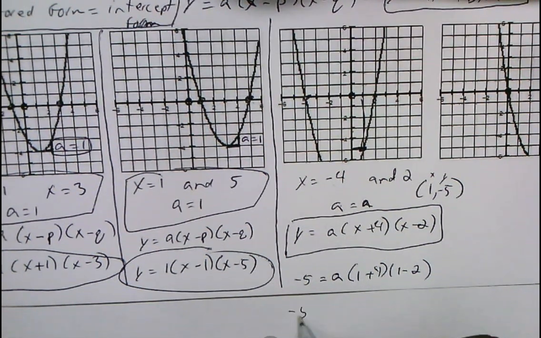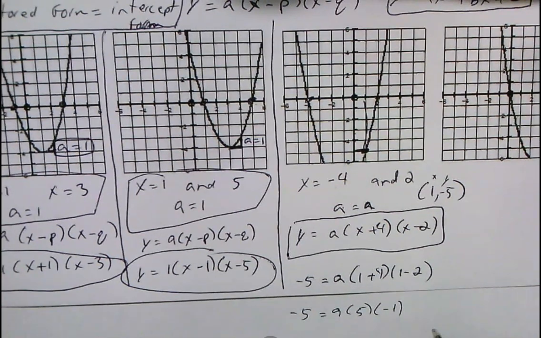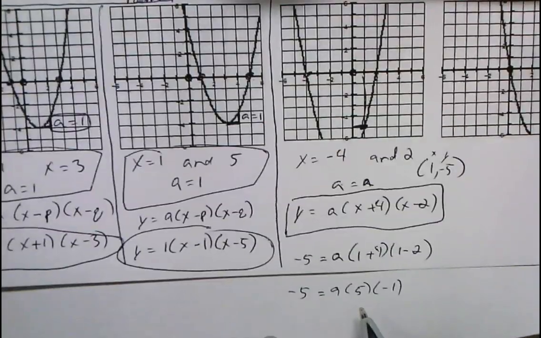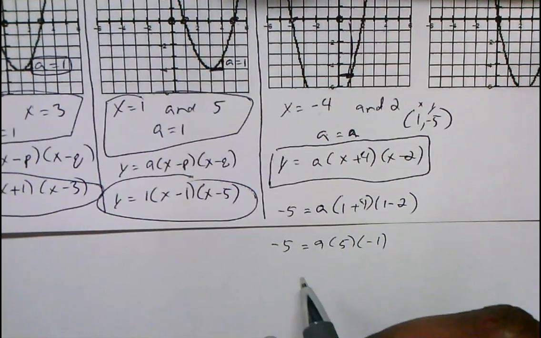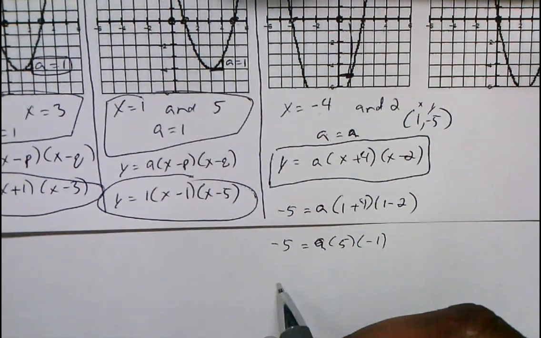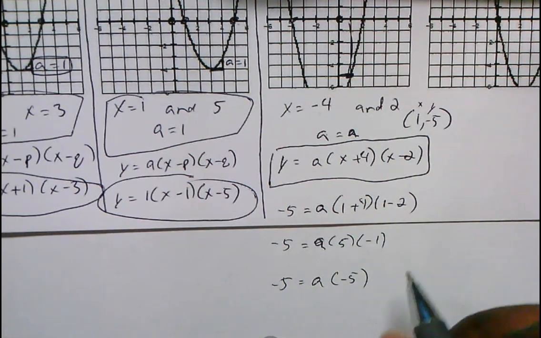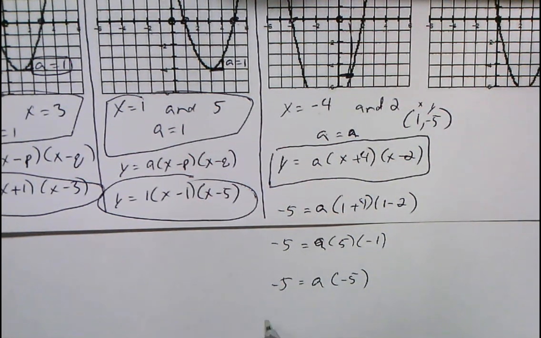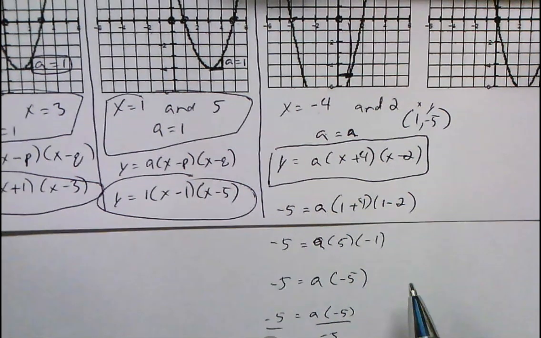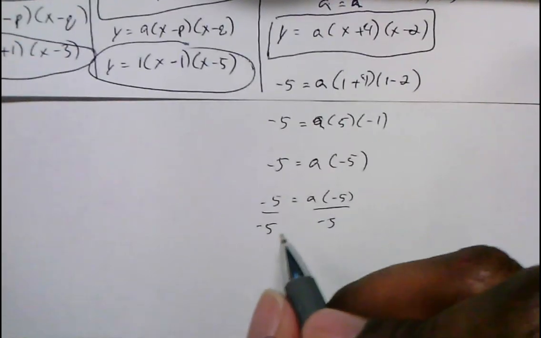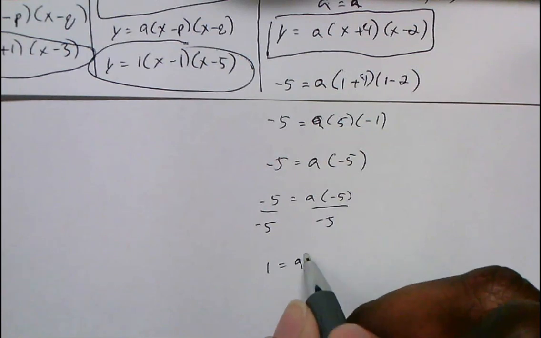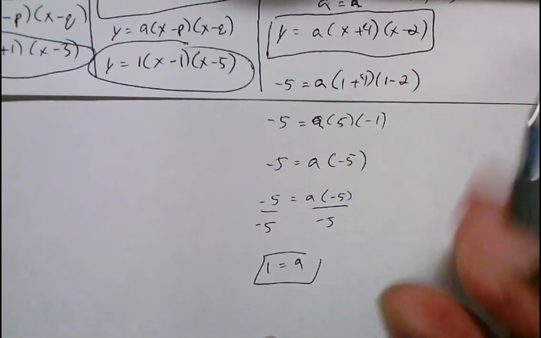So it would be negative 5, and then a times 5 times negative 1. And that leads you to knowing that this is an 8, not a 9. It's going to be negative 5 equals a times negative 5. And I know a has to be 1, because we're going to divide both sides by negative 5. You wind up having negative 5 over negative 5, which is 1, and that's equal to a. So coincidentally, a was 1.